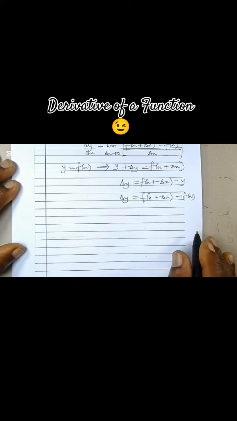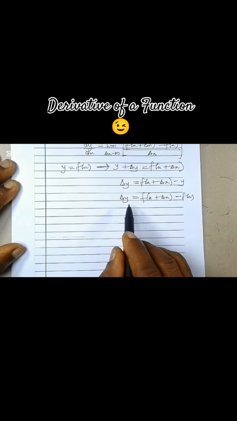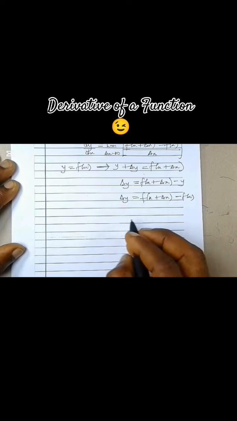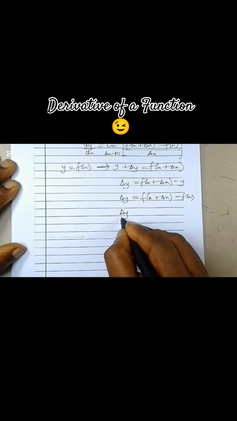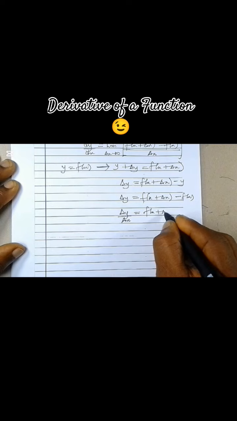The next step will be to get my gradient function. Guys, your gradient function is change in y over change in x. So to get my gradient function, which is change in y over change in x, all I have to do is to divide both sides of this last equation by change in x. So I'm going to do that quickly. Dividing both sides by change in x.